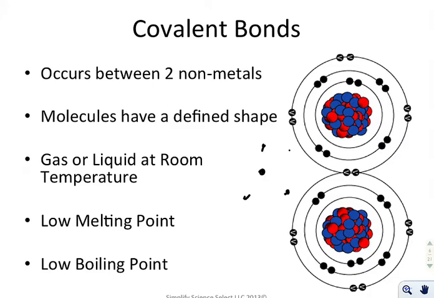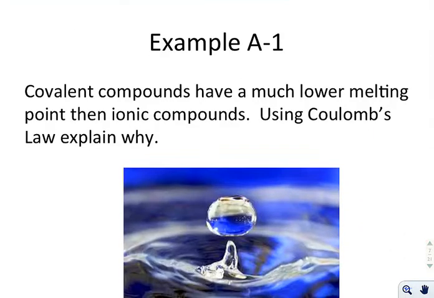Whereas ionic bonds tend to be solids at room temperature, covalent bonds tend to be gases or liquids at room temperature. Covalent bonds have a low melting point, contrast that with ionic bonds, which have a high melting point, and they have a very low boiling point as well, contrast that with ionic bonds, which have a high boiling point. So if you look, the ionic and covalent bonds are kind of opposites of one another. One has low, one has high. One has a defined shape and one doesn't. You need to know to be able to distinguish between the covalent bonds and the ionic bonds.